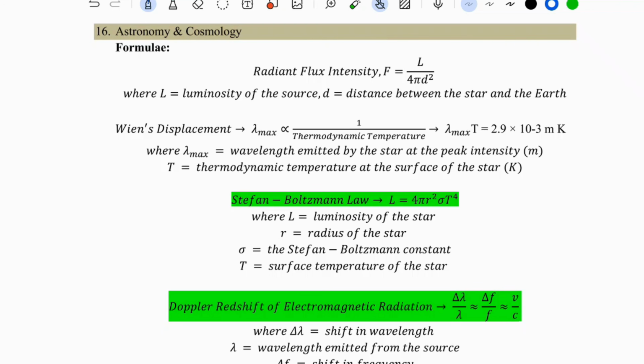Okay. Last one, astronomy and cosmology. You have to know radiant flux intensity, F equals L over 4 pi d squared. L is your luminosity of the source. d is the distance between the star and the Earth. And F is your flux intensity.